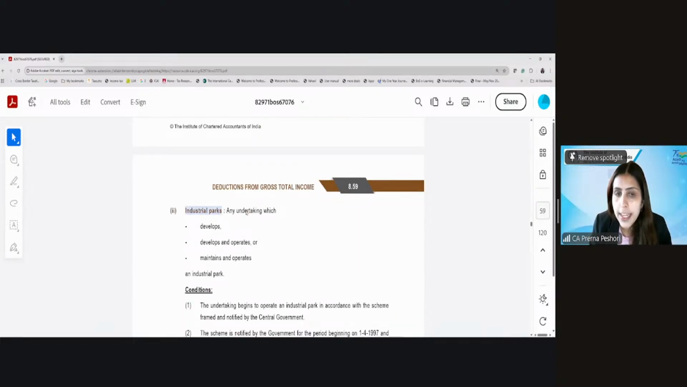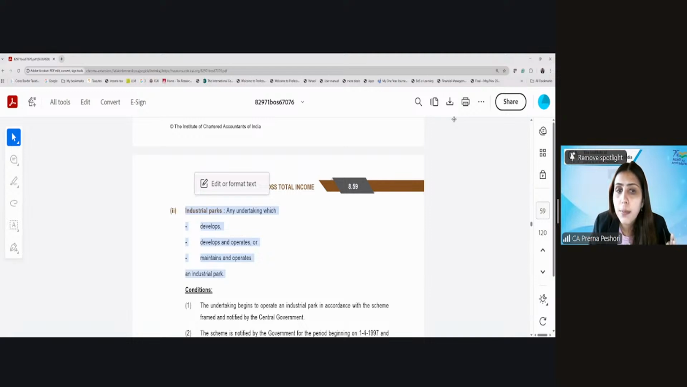industrial parks. An undertaking which develops and operates or maintains and operates an industrial park. So any entity which is engaged in the development, operating or maintaining the industrial park is also eligible for the ATIA deduction. However, the undertaking has to enter into an agreement with again the central government. Are we clear? So that entity will also be eligible.